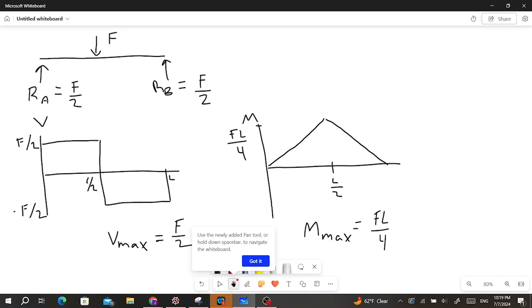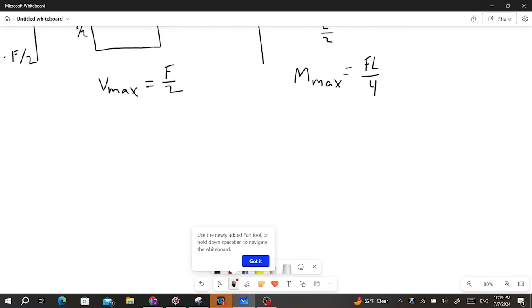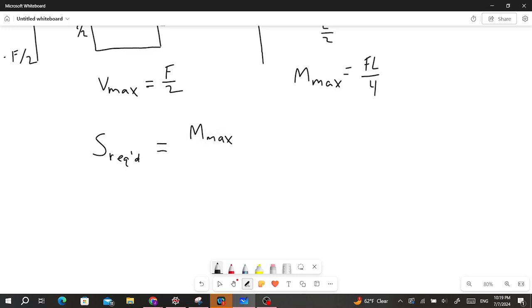So to guide our choice of H, we're going to go ahead and use the section modulus. This is a very simple application of the section modulus, but it's a handy way of guiding our design decisions for maybe more complicated beam sections. But we know that our required section modulus is equal to our maximum moment divided by our allowable bending stress or allowable tensile stress.